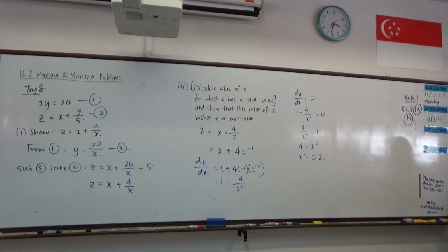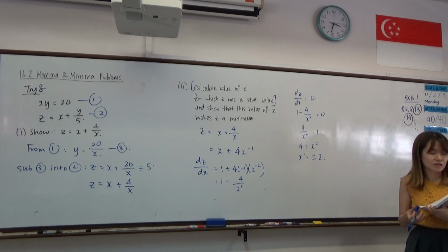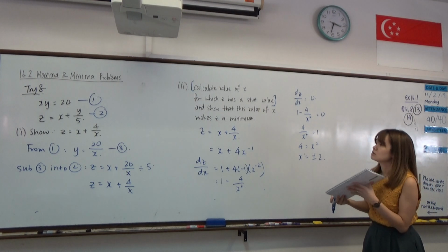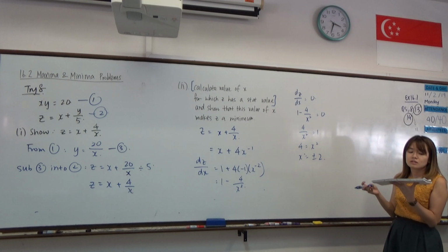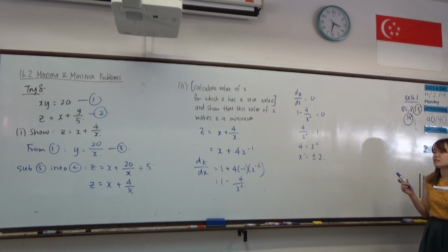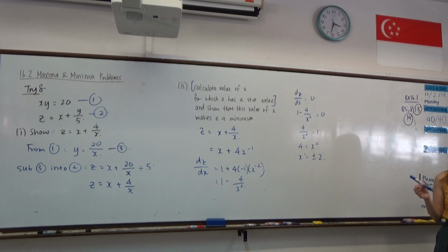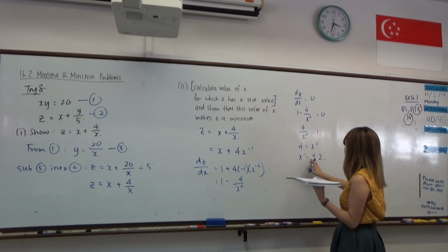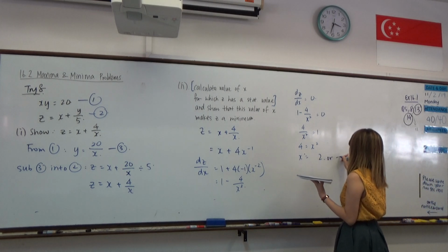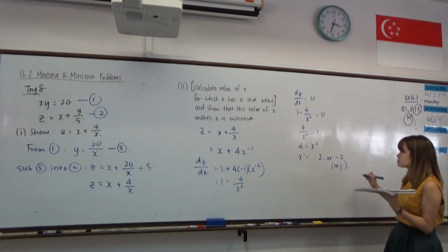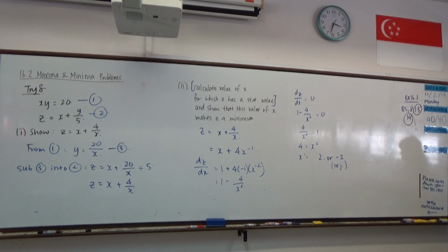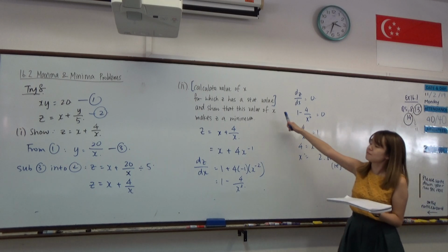What does the question say? Show that this value of x. So what are the first 3 words of the entire question in the textbook? It says that x and y are 2 positive numbers. So what do we need to do? We should reject the negative one, right? So x is 2 or negative 2, we reject negative 2. Okay, so we have answered the first part of part 2.